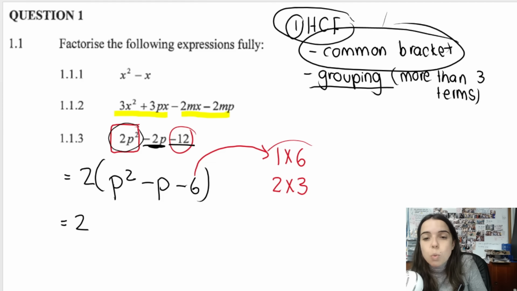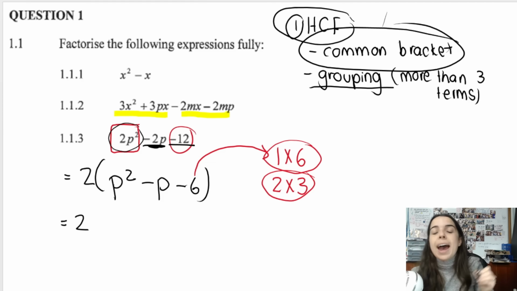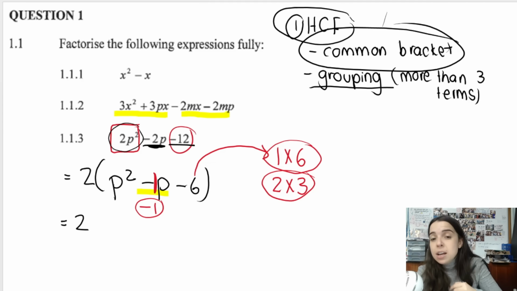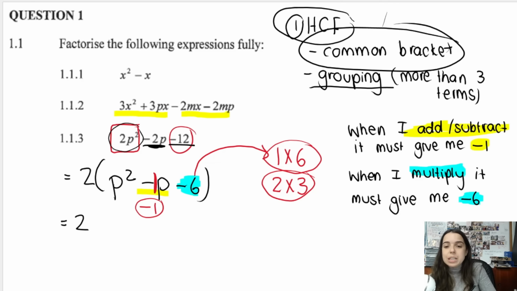We need to choose one of these so that when I add or subtract them, it gives me the middle term. Now look carefully. What is the middle term? Negative p, but remember, technically it's a negative 1p. There's an invisible 1 over there. So we're trying to make negative 1. When I add or subtract them together, it must give me negative 1, and when I multiply them together, it must give me negative 6. This is the rule that I use to get my answer.